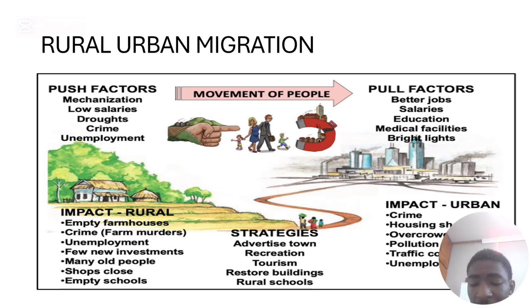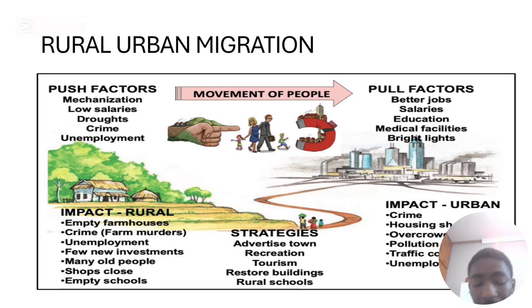Now we have the impact in the urban areas. What happens when more people keep moving to the urban areas? There will be a high crime rate. There will be house shortage, meaning the houses will be overpopulated. Now they will be overcrowding the cities. There will be more pollution, of course. People have different kinds of business ideas. Some of us buy meat there. Some of us in the factories are doing chemical stuff. Right? Then there will be more traffic congestion. Then there will be competition for employment.